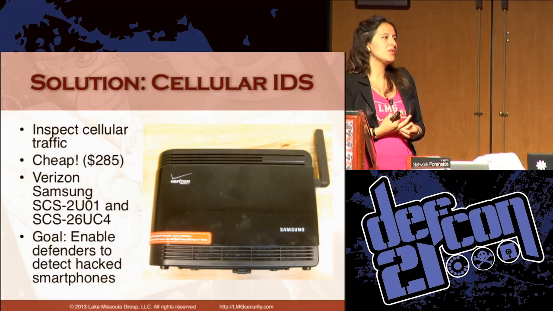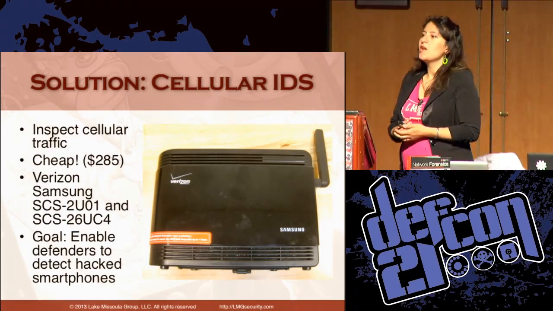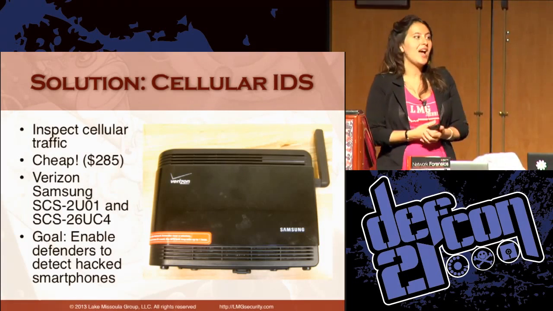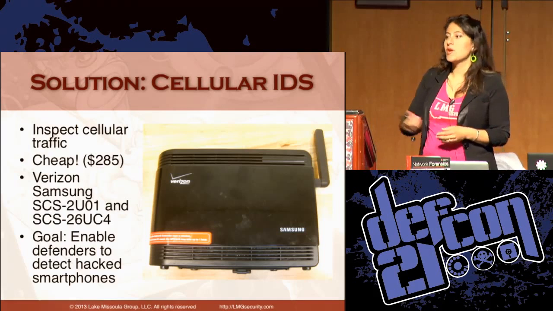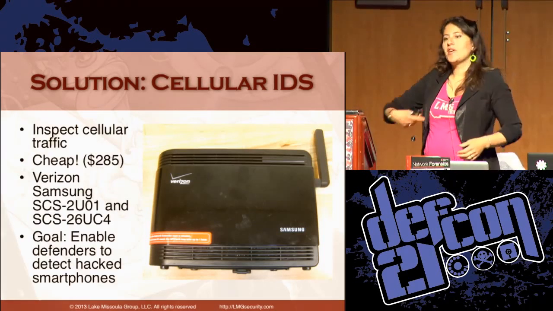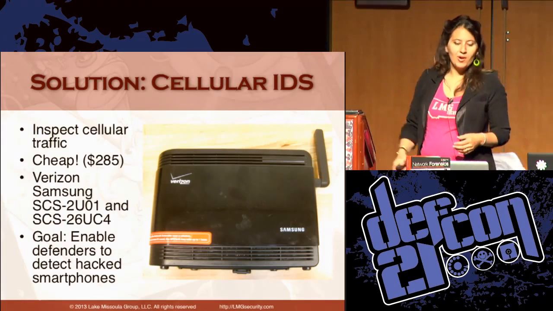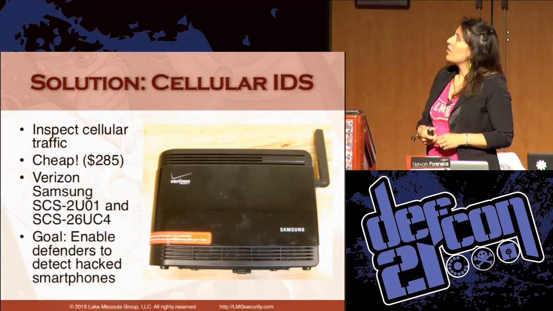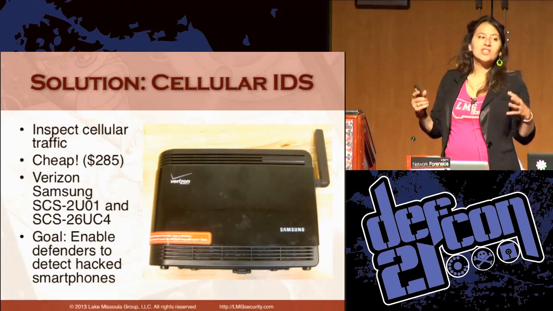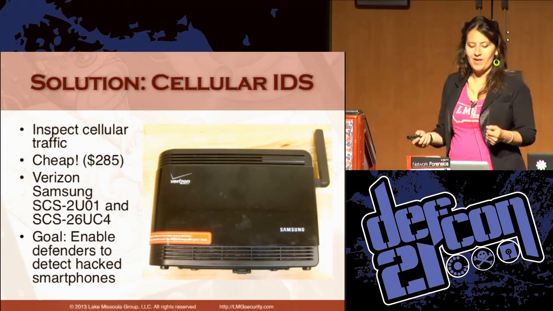Within the past few years, companies have started selling these little femtocells, basically miniature base stations that are designed to allow you to create stronger cell signals in places where you might not otherwise have them. They're being marketed to home users, so you can plug one into the wall in your house, your cell phone connects to it, and it routes that traffic across the internet back to your cell phone provider's network. In this case, we were playing around with the Verizon Samsung femtocells. They're fairly inexpensive. This entire project to build a cellular intrusion detection system cost $285.